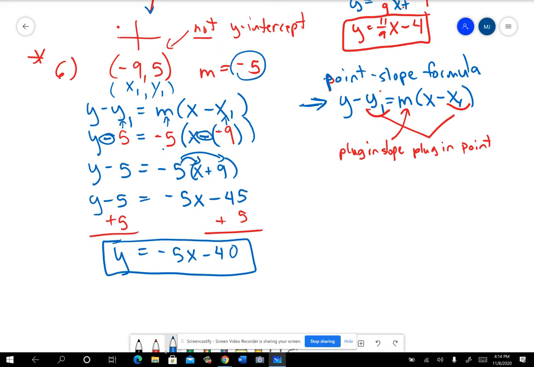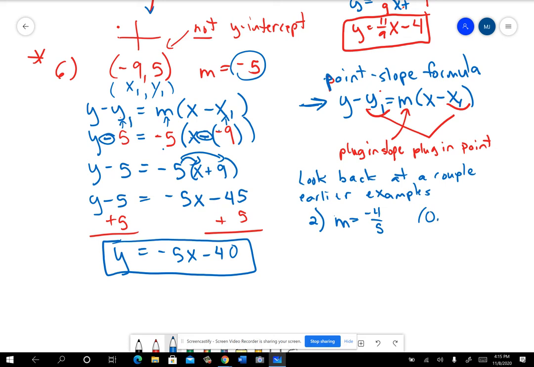All right, now let's look back at a couple of the earlier examples that we did without knowing that formula. So what if we had problem number 2? Remember that one? They told me m, and then they told me pass through the point (0, 6). You know, I might be used to this point slope formula now that you know it, and you might have just thought, well, that's a point in the slope, so let me just do the same thing here.